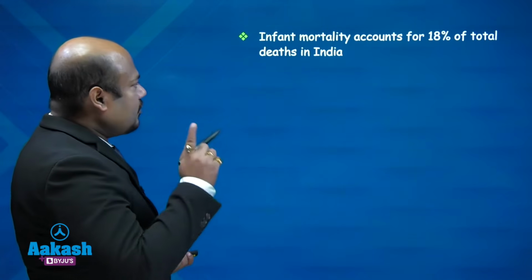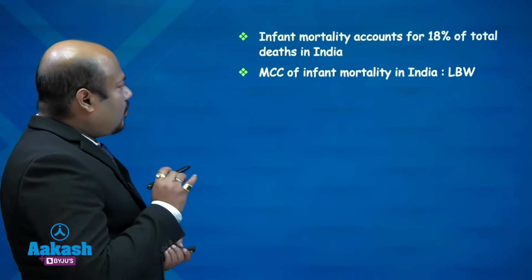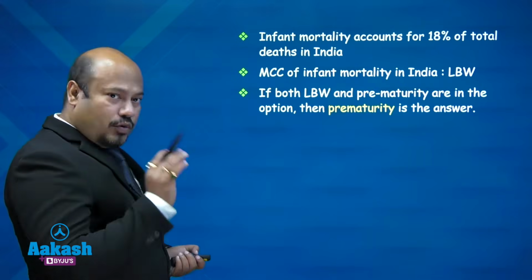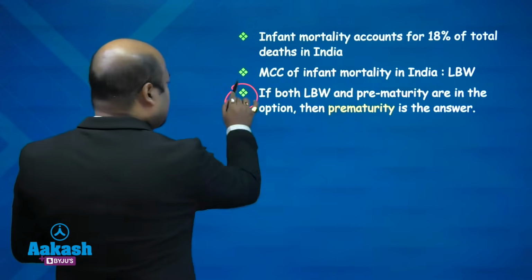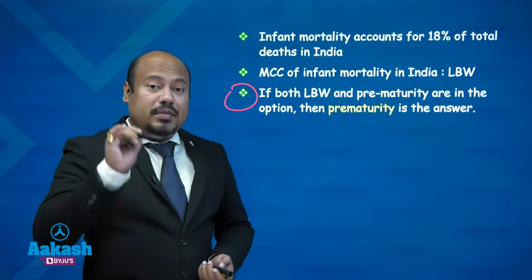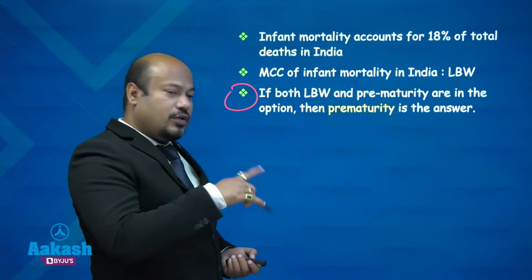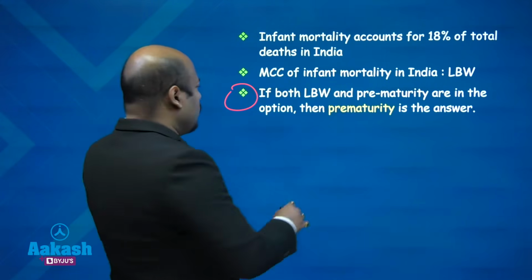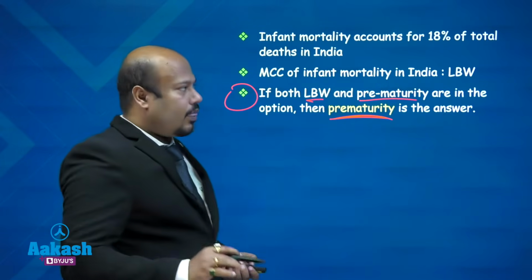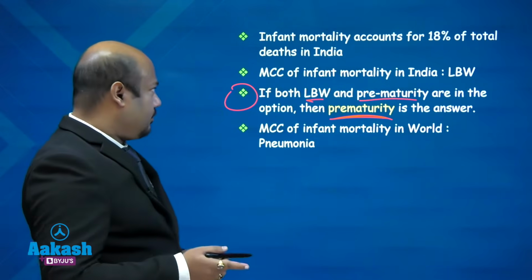Infant mortality rate accounts for 18% of total deaths in India. This is the recent data. Most common cause of infant mortality in India is low birth weight. If they ask you most common cause of infant mortality in India, you go for low birth weight. But suppose in the options you also get prematurity, then you go for prematurity. If both low birth weight and prematurity are in the options, then prematurity is the answer. Am I clear? Let's move on. Most common cause of infant mortality in the world: pneumonia.